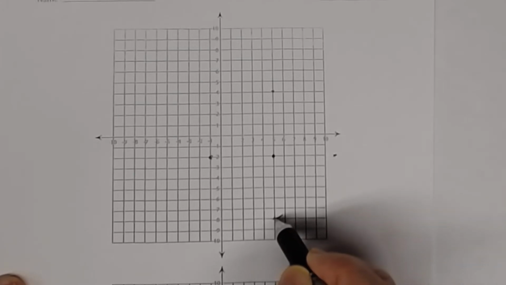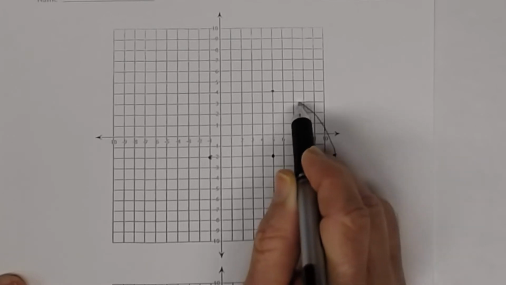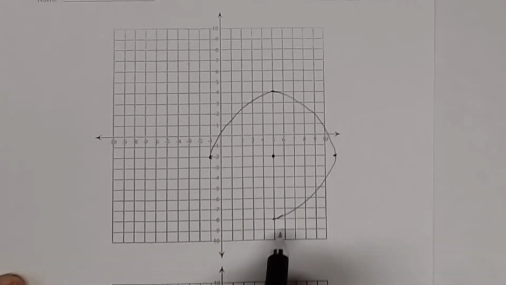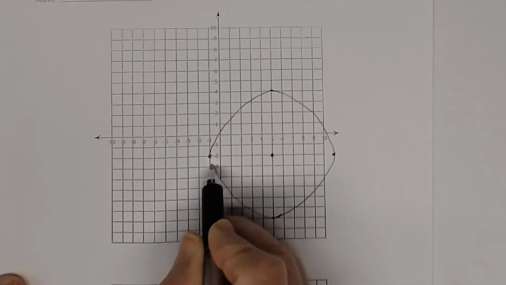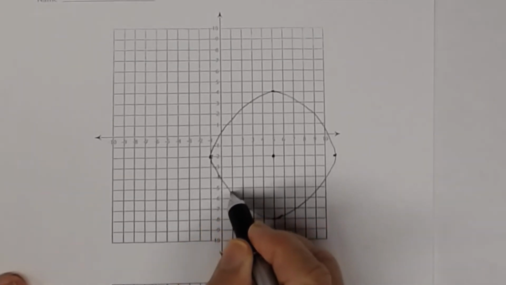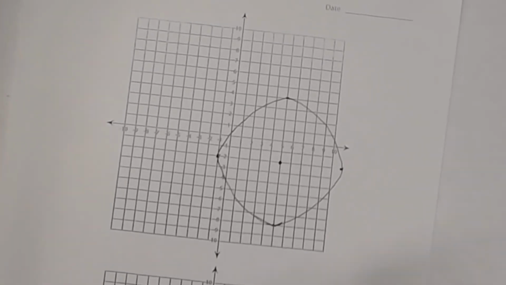Do the best you can with drawing a circle. Make it look circular. All right, so make it look as much of a circle as possible. And so there is, of course I could have done a little bit better here, but that is the graph of this circle right here. All right, so that is number 10.